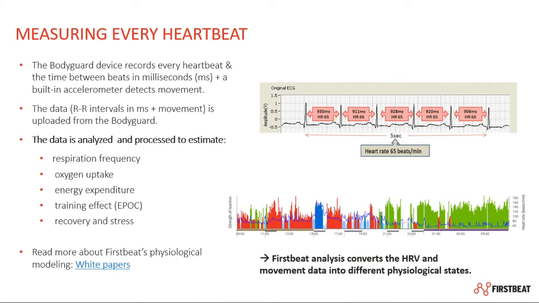But the basic idea of us is that we use the heart rate variability information, the detailed high quality heartbeat data, and then convert that into different physiological states that in the client report then look like something like this example here. Red meaning stress, green meaning recovery, blue meaning exercise.